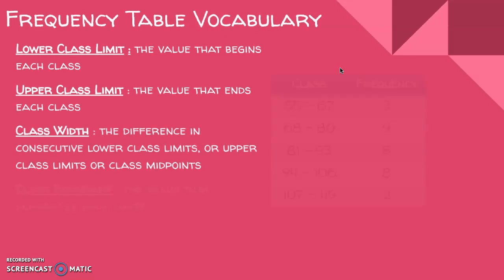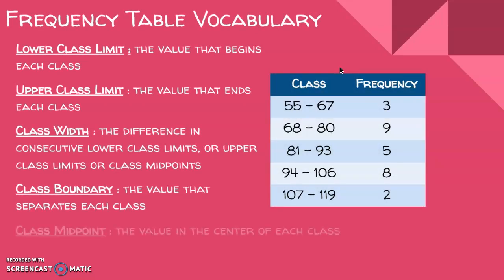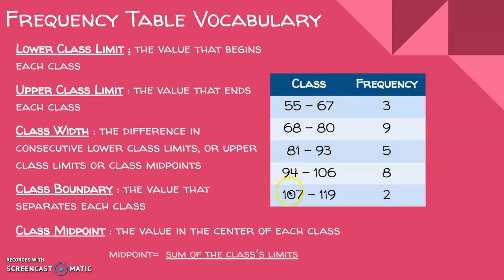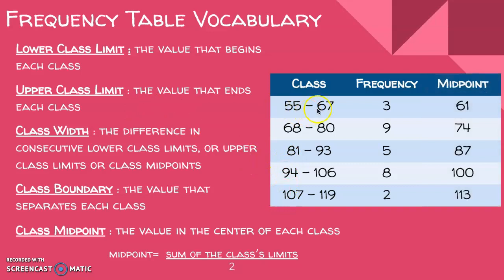So just a little bit of a recap here of all the vocabulary we used in that example. A lower class limit is the values that begin each class. So these on the left here are the lower class limits, 55, 68, 81, 94, 107. And the upper class limits are the values that end the class. So these are the 67, 80, 93, 106, and 119. The class width is the difference in consecutive lower or upper class limits. So it's not across the class, it's up and down here. So it's 55 and 68, or a difference of 80 and 67.